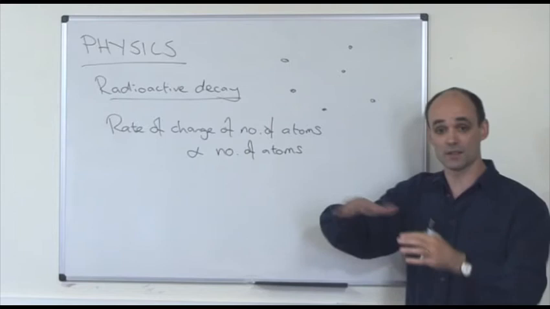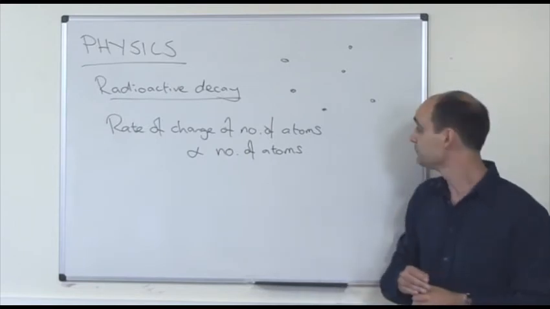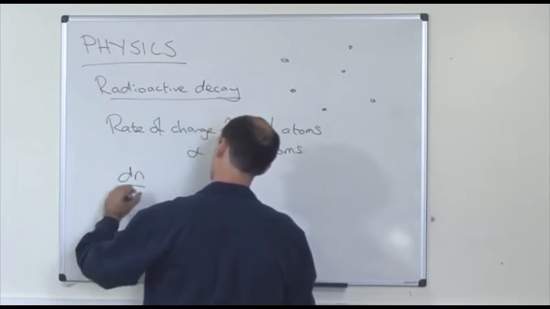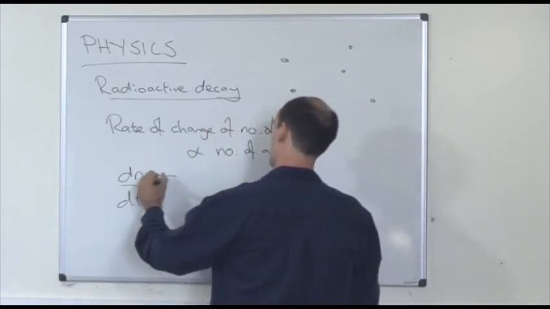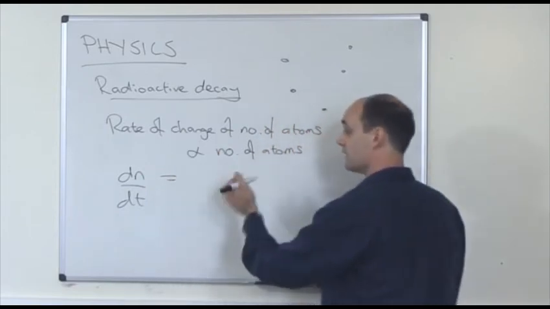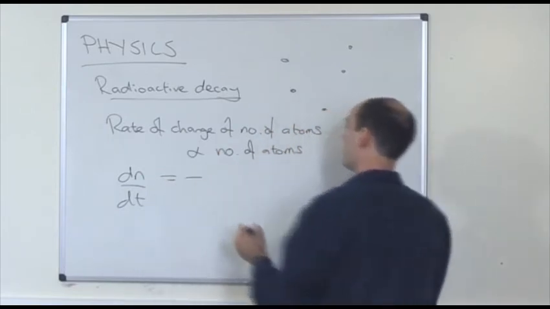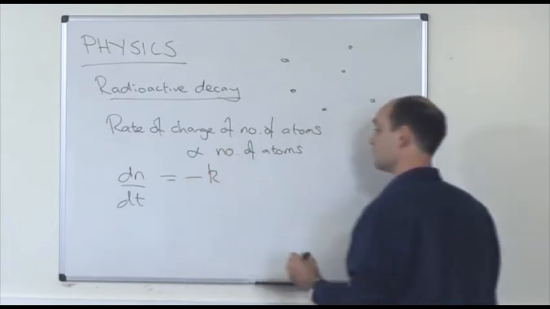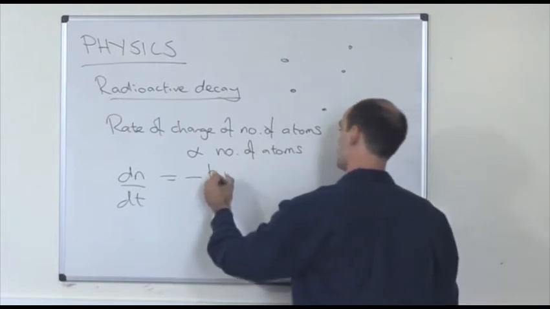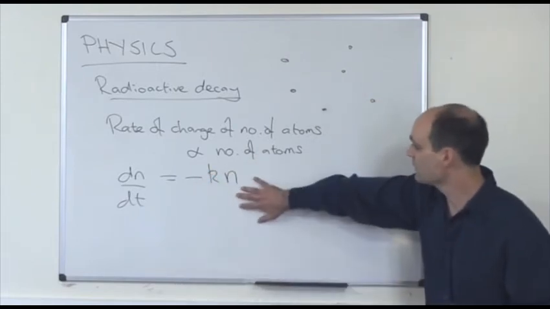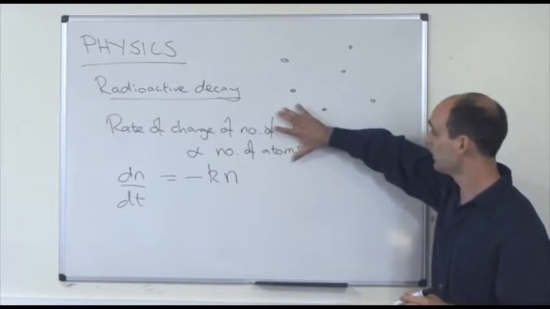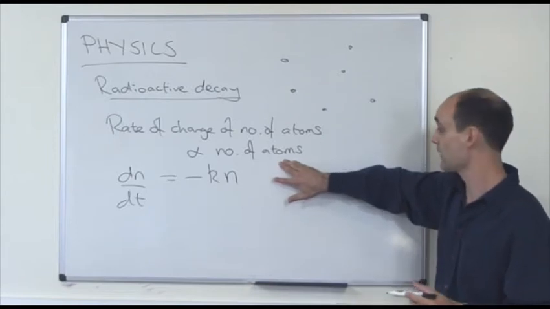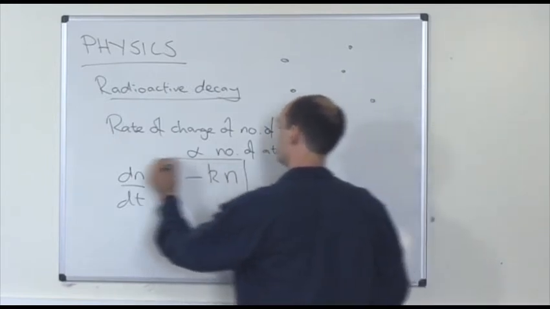Now, as the atoms decay, the number of atoms is decreasing. And so what we have is dN by dt, that's the rate of change of number of atoms, is equal to, because it's decreasing we need a minus sign, because it's a proportional relationship we need a proportionality constant, and it's proportional to the number of atoms N. So there's a very simple differential equation which we can formulate from just a simple insight that the rate of change of number of atoms is proportional to the number of atoms. So there's our differential equation.